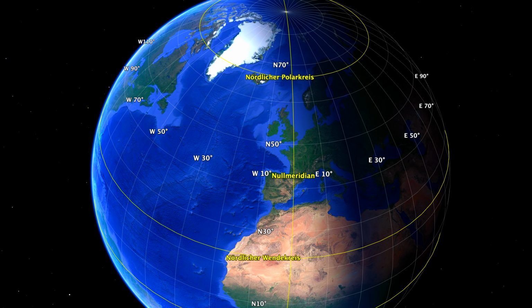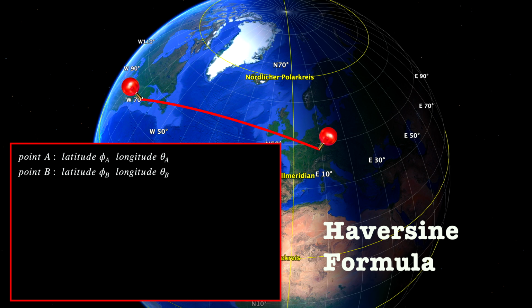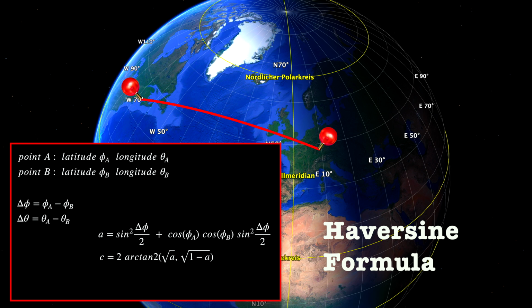The distance between 2 points on Earth, given by latitude and longitude, is calculated using the so-called Haversine formula. Delta phi and delta theta are the differences of the coordinates. The resulting quantity c times the Earth's radius essentially gives the distance traveled by the VLF radio waves.